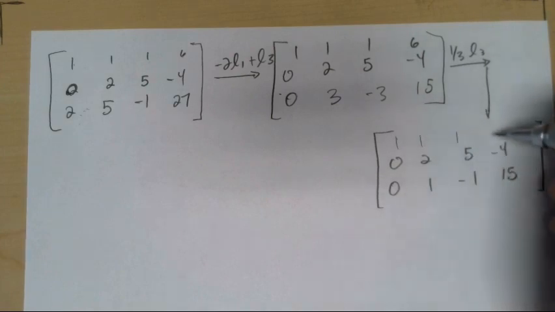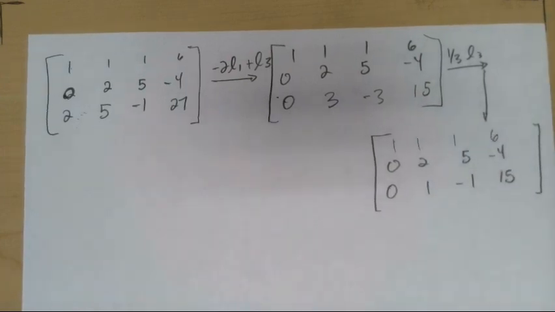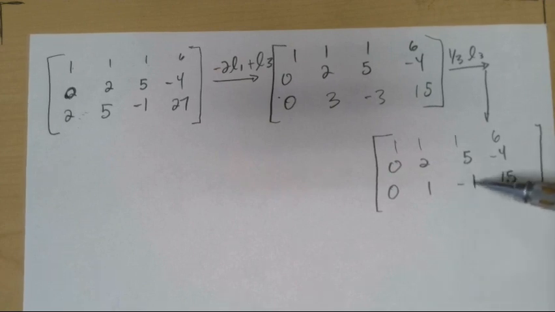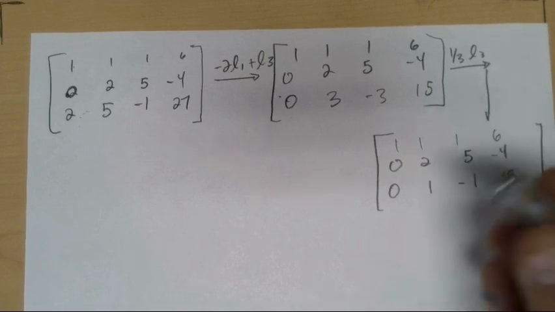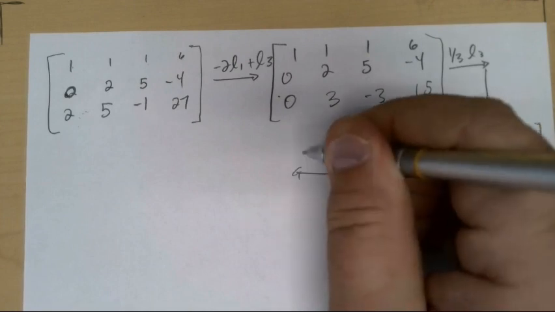One, 1, 1, 6. Okay. Now, where can I get a 0? Oh, if I multiply this by 5 and add it here, that'll get rid of this. So, okay, let's do that.